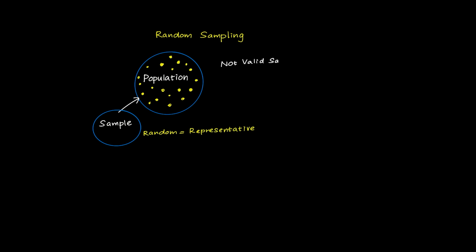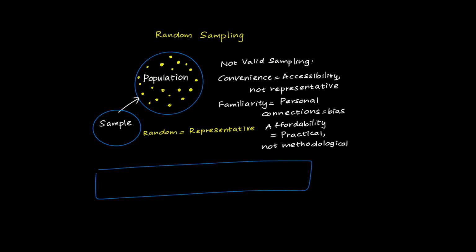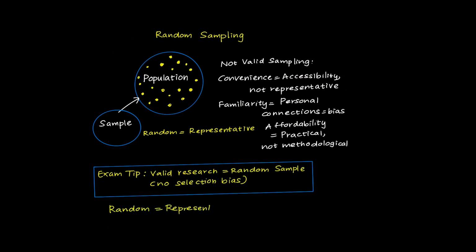Convenience sampling selects participants based on accessibility, not representativeness. That introduces bias. Familiarity with participants can actually introduce bias through personal connections. Affordability addresses practical constraints, not methodological requirements for accurate representation. Here's a WGU D265 OA exam tip for you. Valid generalizable research requires random sampling, representative of the whole population with no selection bias. Quick recall hook: random equals representative, no cherry picking.